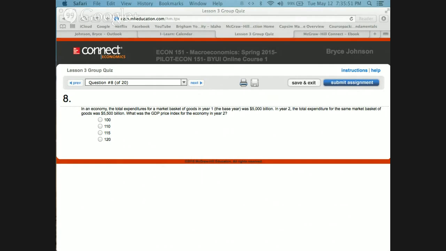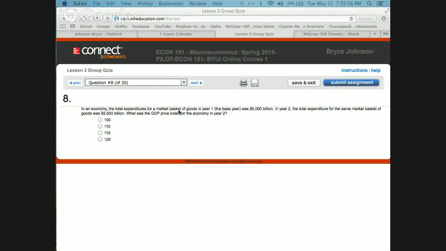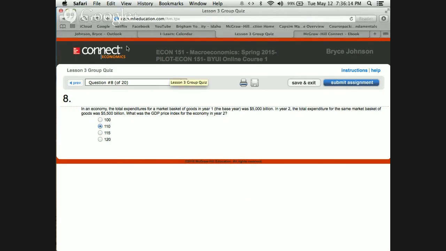Number 8 says, in an economy, the total expenditures for a market basket of goods in year 1, the base year, was 5,000 billion. In year 2, the total expenditure for the same market basket of goods was 5,500 billion. What was the GDP price index for the economy in year 2? I chose the second option. Same here, because the base is the denominator, and the other one's the numerator. So you divide 5,500 billion by 5,000 billion, and multiply by 100. Yep.